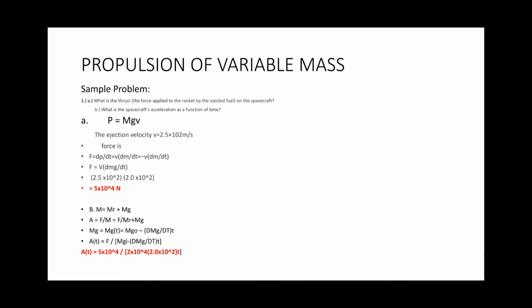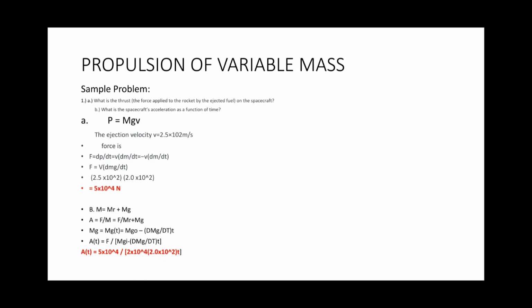mg equals mg initial minus dmg over dt times t. Then this gives us a(t) equals F over mgi minus dmg over dt times t. So a(t) equals 5 times 10 raised to 4 newtons all over 2.0 times 10 raised to 4 kilograms minus 2.0 times 10 raised to 2 kilograms per second multiplied by t.